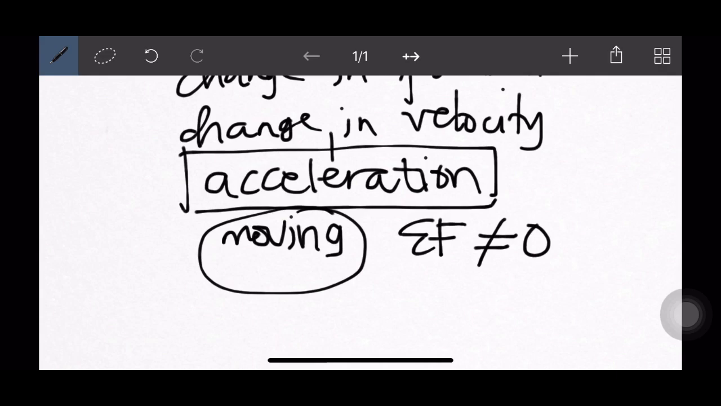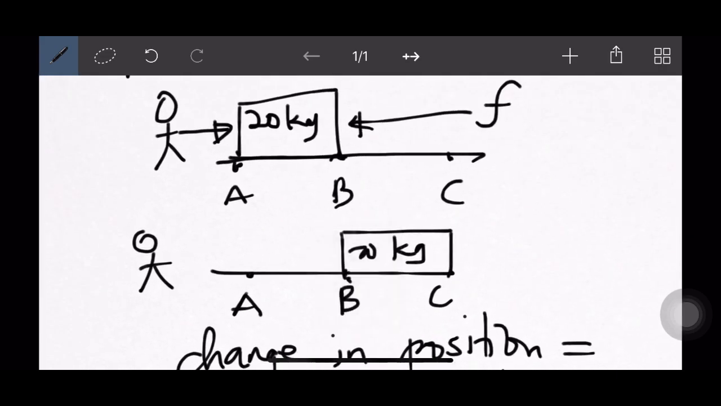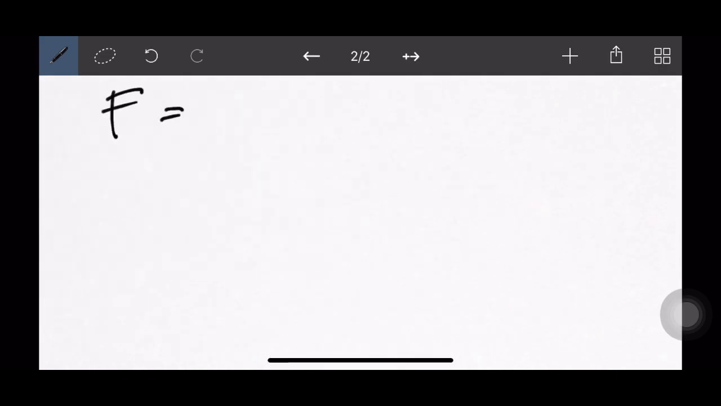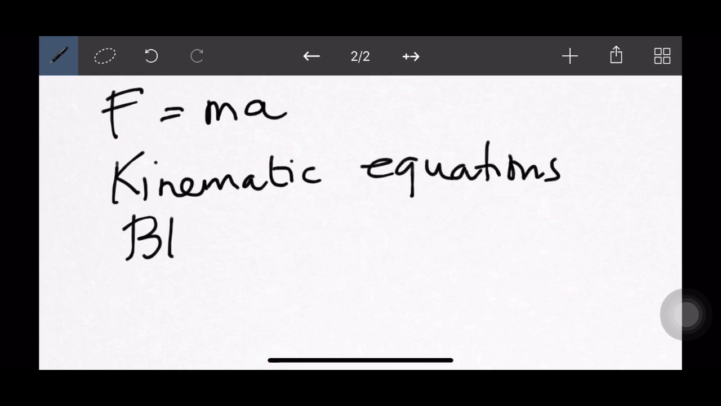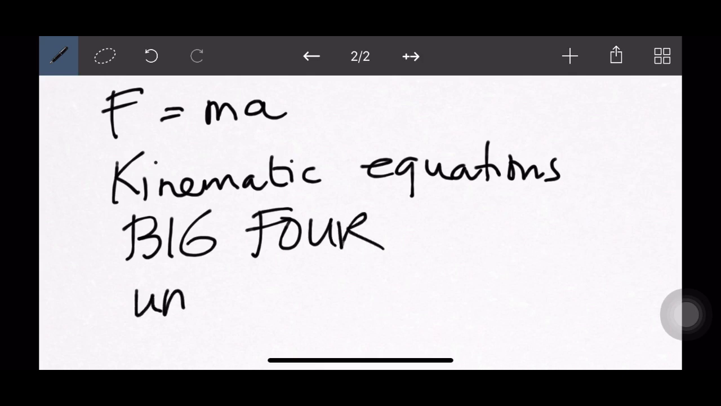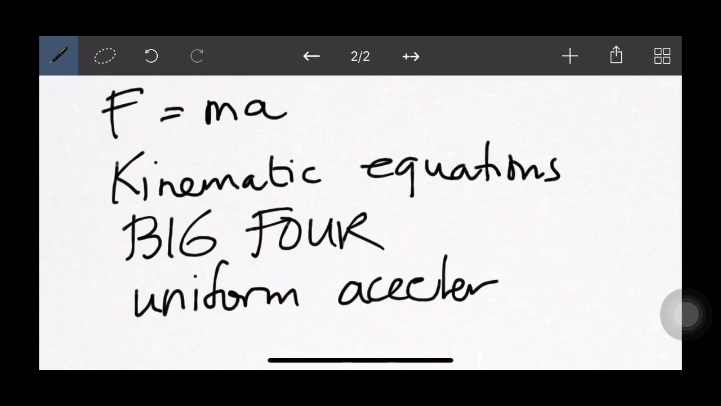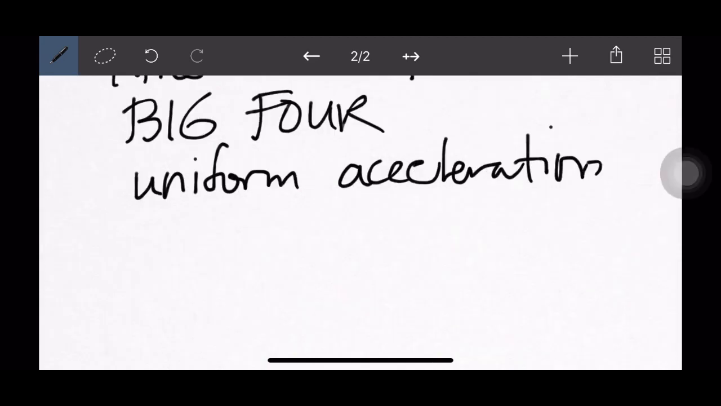To solve for problems involving the second law of motion, we will be using force is equal to mass times acceleration, and also the kinematic equations. If you can remember, the big four equations, which assume that they are moving in a uniform acceleration. Right, so let's have a little recap about our big four equations.